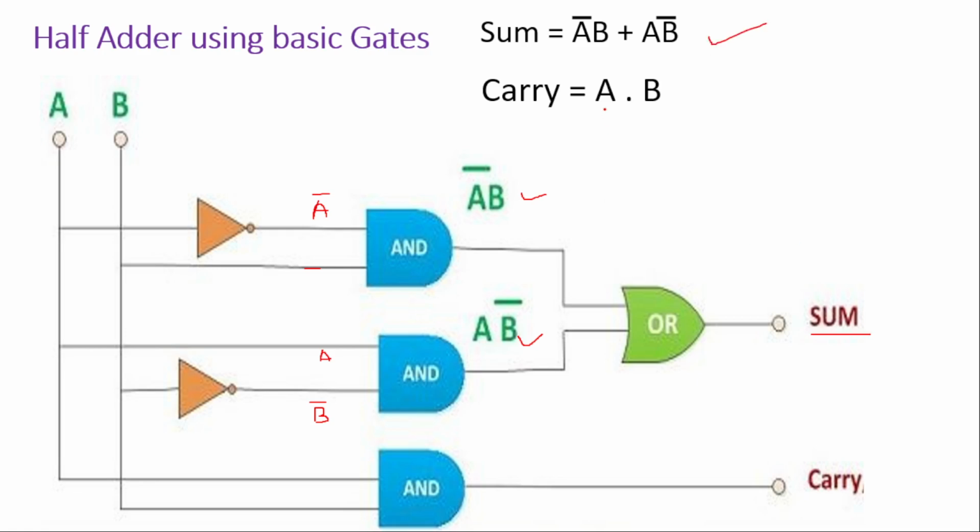What about carry? Carry will require only AND gate. So A is connected as first input of AND gate, B is connected as second input of AND gate, and output of AND gate will give you carry in the form of A dot B.